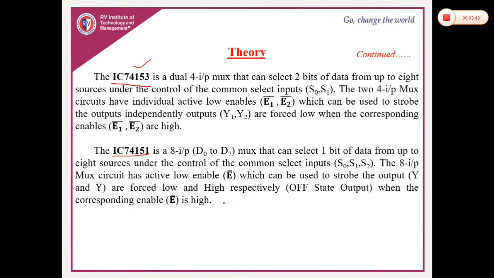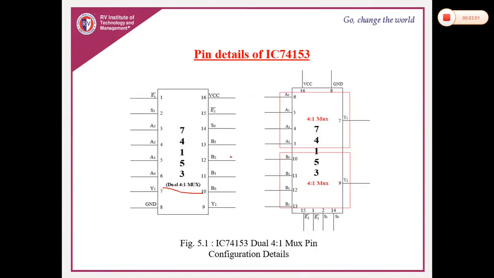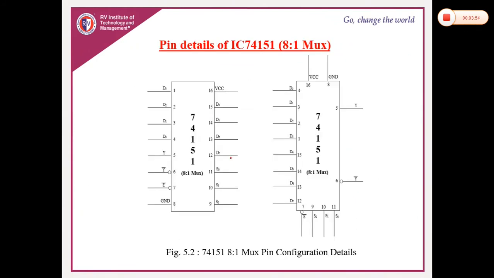Then you can see one more important IC, that is IC 74151, which is nothing but an 8:1 multiplexer. So here you can see there are 8 data inputs for which we require 3 select inputs. And 1 enable input is there, which is an active low enable input, and we have Y output and Y bar output, which is an active low output. Wherever you require active low output, you can use it. Wherever you require active high output, you can use Y output. So this is one more IC, IC 74151.